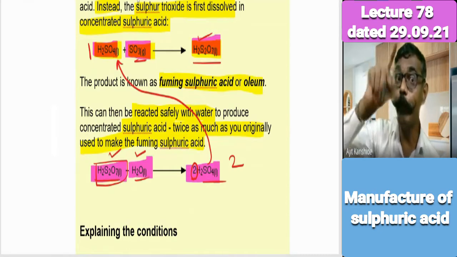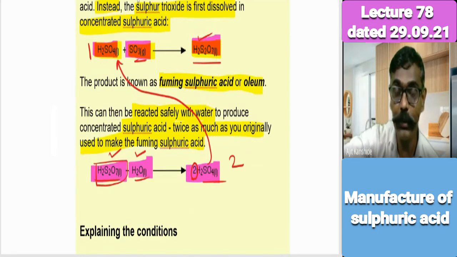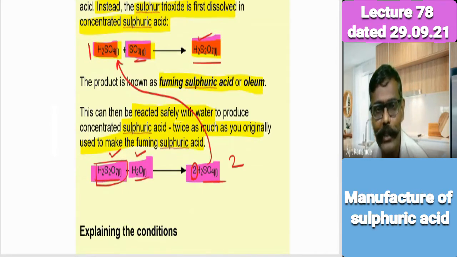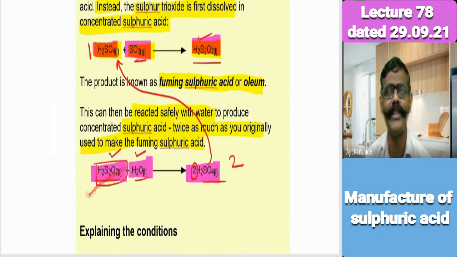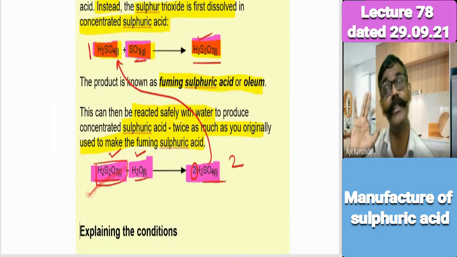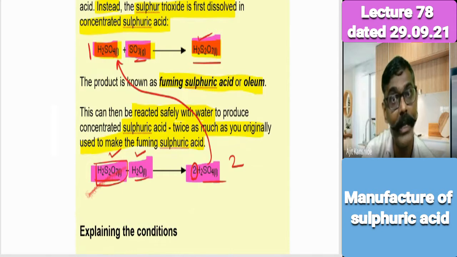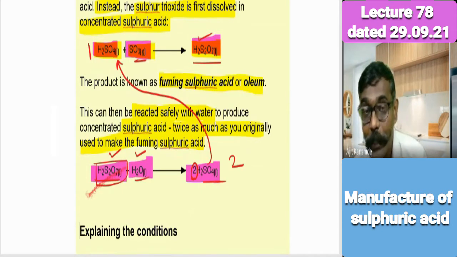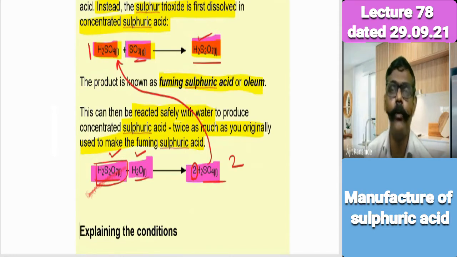So what you were doing? You were adding water in SO3, but now you are going to add water in H2S2O7. Why? Addition of water in H2S2O7 is simple, safe, and easy rather than adding water in SO3 or passing SO3 in the water. So safety is considered here.